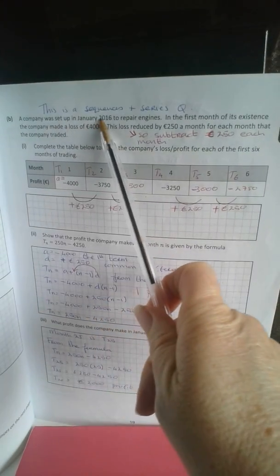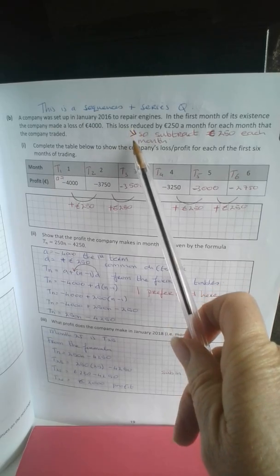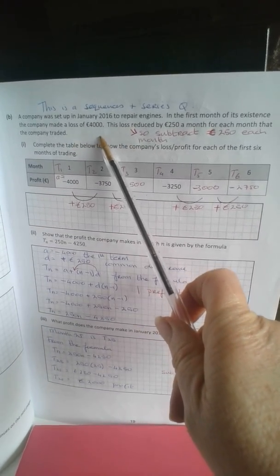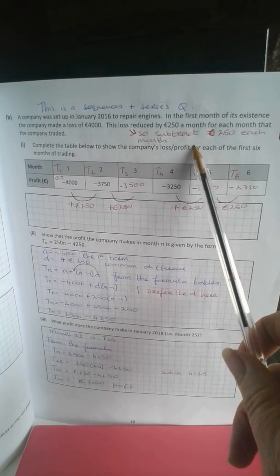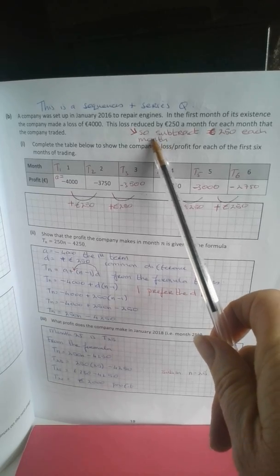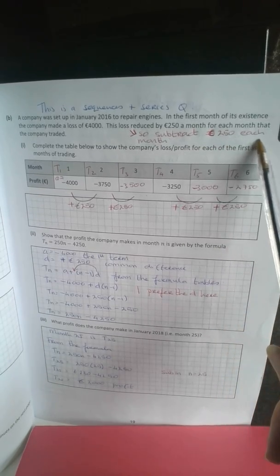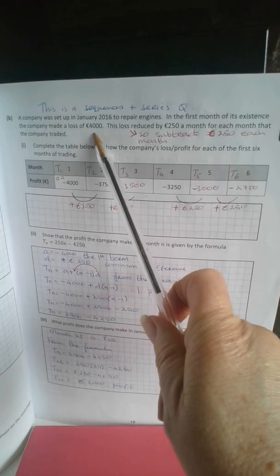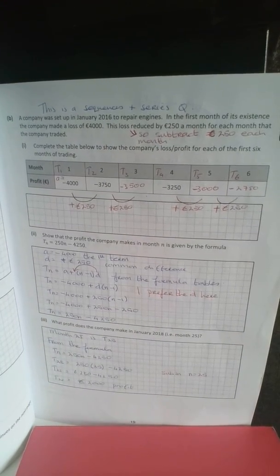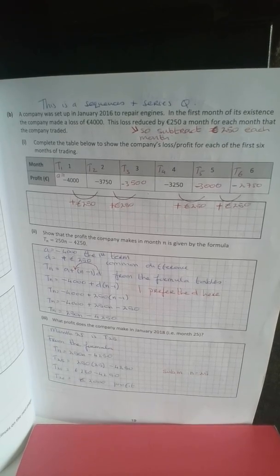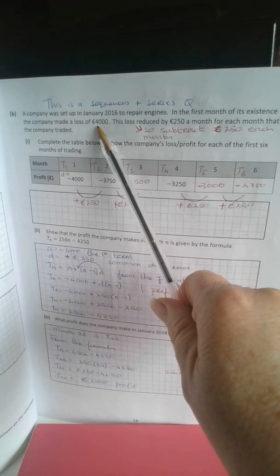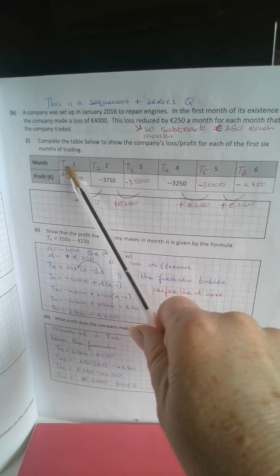A company was set up in January 2016 to repair engines. In the first month of its existence, the company made a loss of €4,000. This loss reduced by €250 a month for each month that the company traded. So you have to subtract 250 each month from the loss. Complete the table below to show the company's loss or profit for each of the first 6 months of trading. We start off with minus 4,000 because it said it had a loss of 4,000, and that is actually my first term.